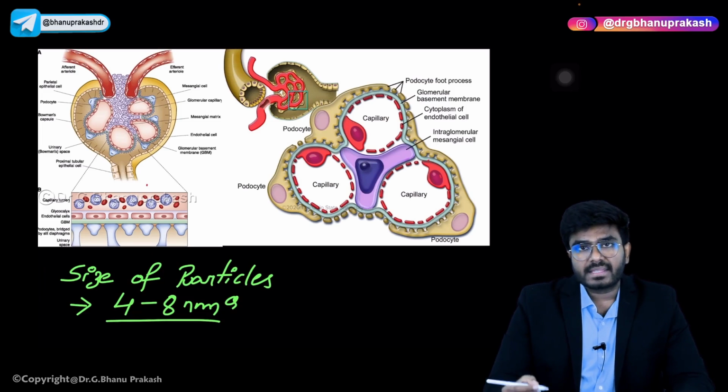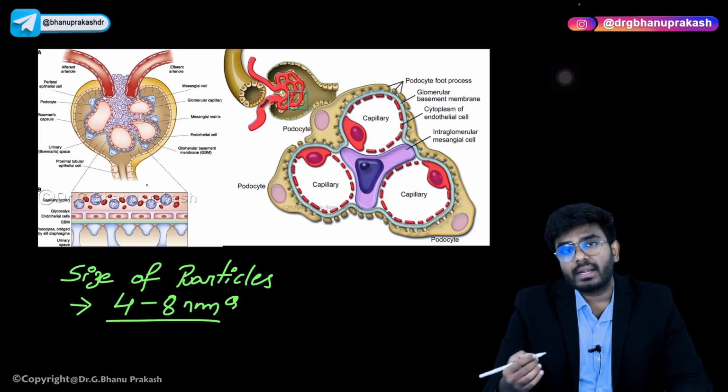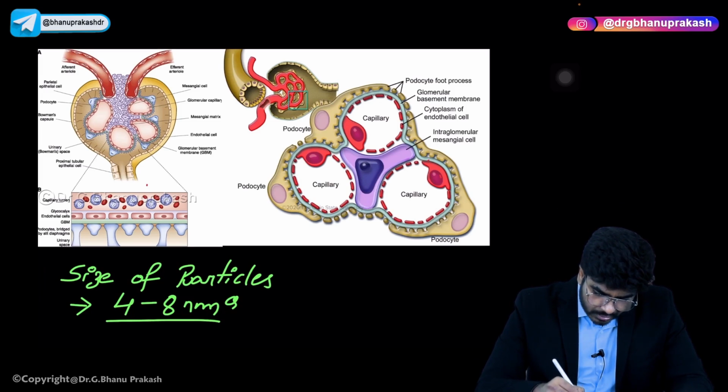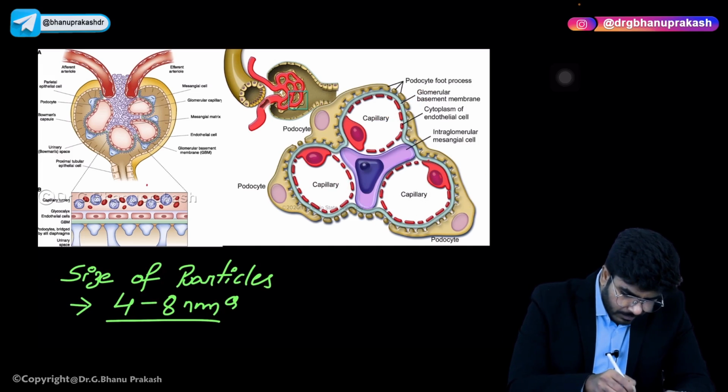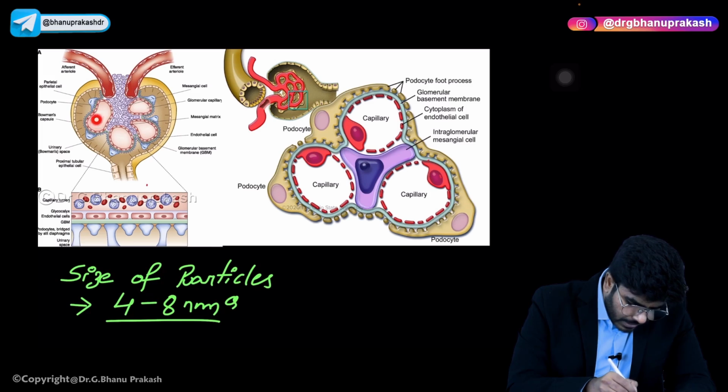If you ask me, sir, what is the normal size of particles that are easily filtered? For example, here is the plasma. Usually plasma with all the blood cells will be present over here. Now it has to cross all these layers and come into the Bowman's capsule. For example, please look here. This is the area where normal plasma will be.